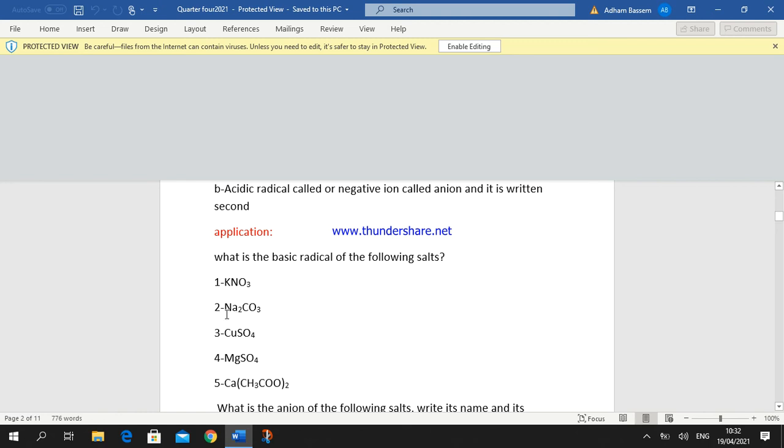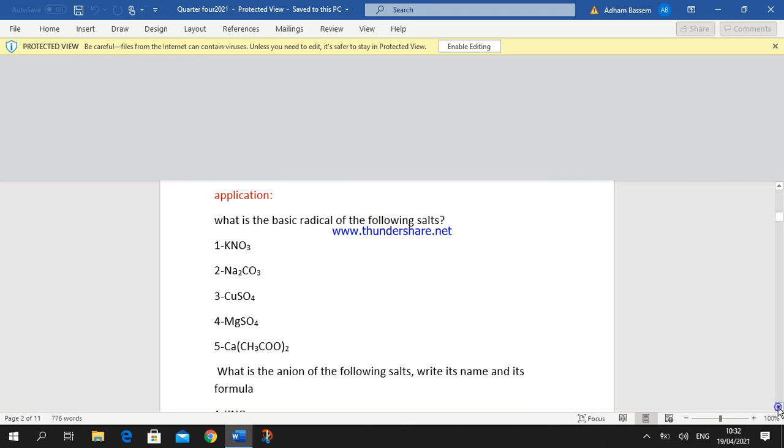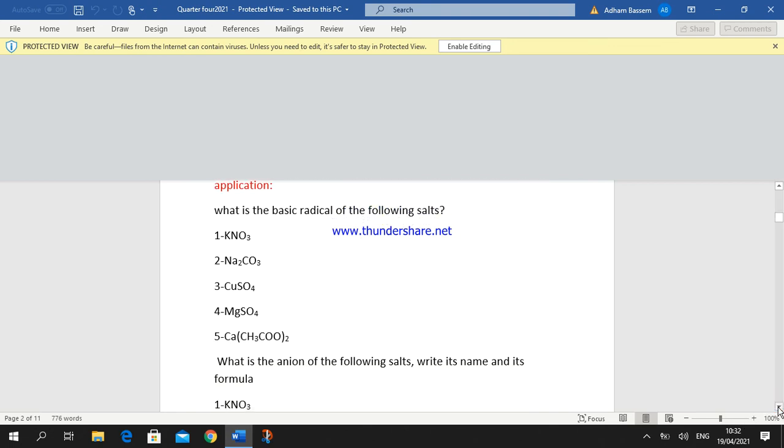In salt number 2, the basic radical, written first, is sodium. In salt number 3, copper sulfate, the basic radical, known as the cation, is copper. Salt number 4, magnesium sulfate, the basic radical is magnesium, the positive ion. Salt number 5, calcium acetate, the basic radical is calcium, the positive ion. So we look at the first part of the salt, which expresses the basic radical.